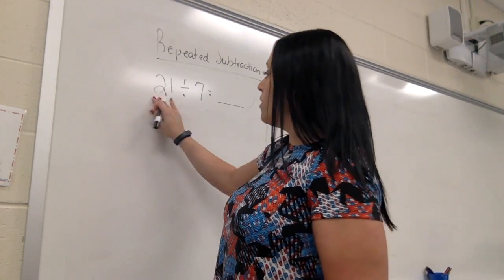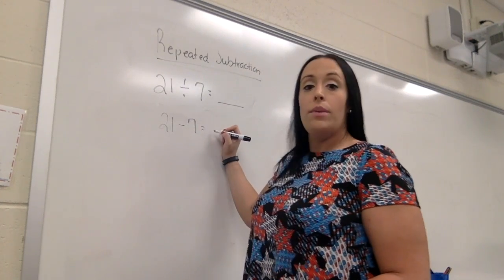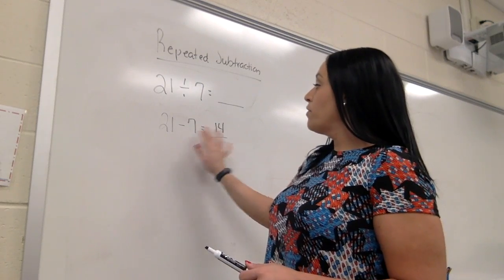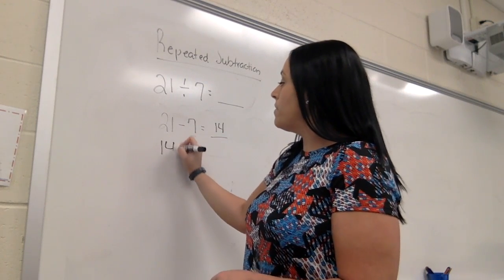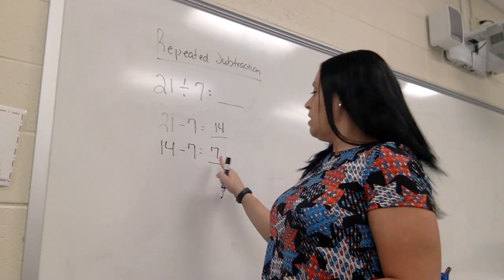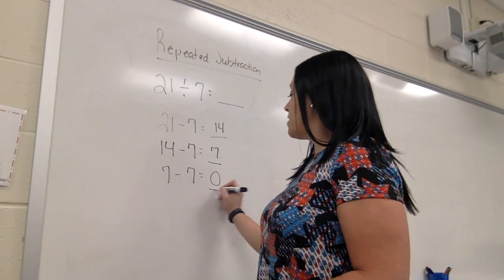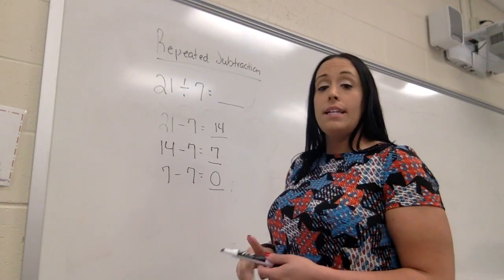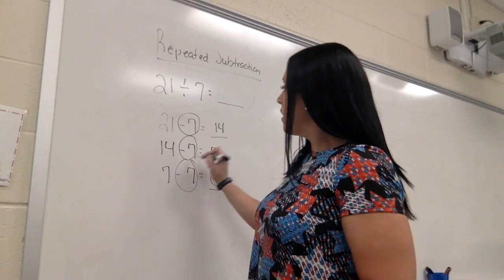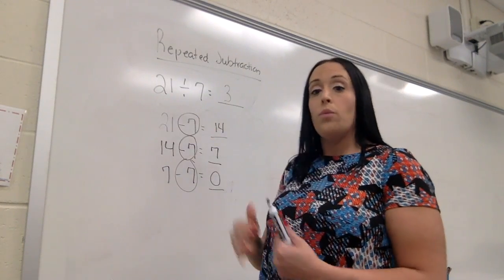So for example, the first thing we would do is take 21 and subtract 7, and that would give us the number 14. Using that number 14, I'm then going to subtract another 7 to give me 7. Using that 7 to subtract another 7, I should come down to the number 0. At that point, I would then count how many times I subtracted. 1, 2, 3 times, which means I was able to make 3 groups of 7 out of 21.